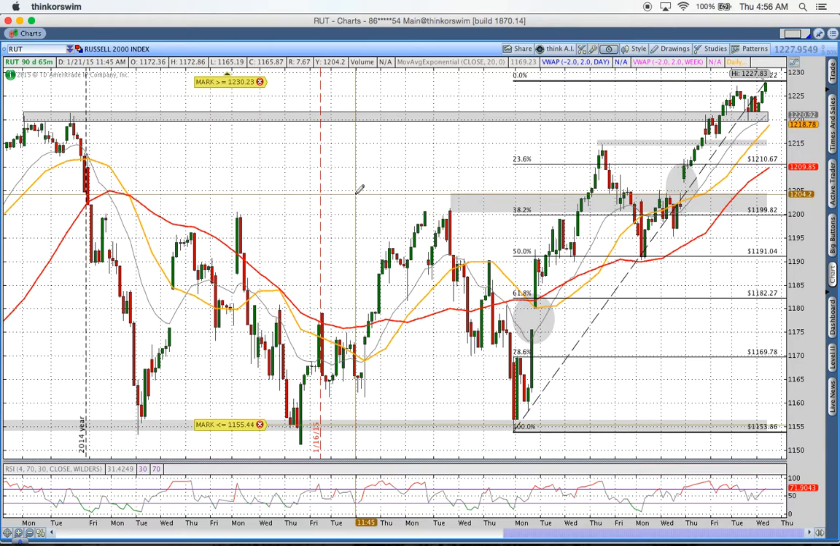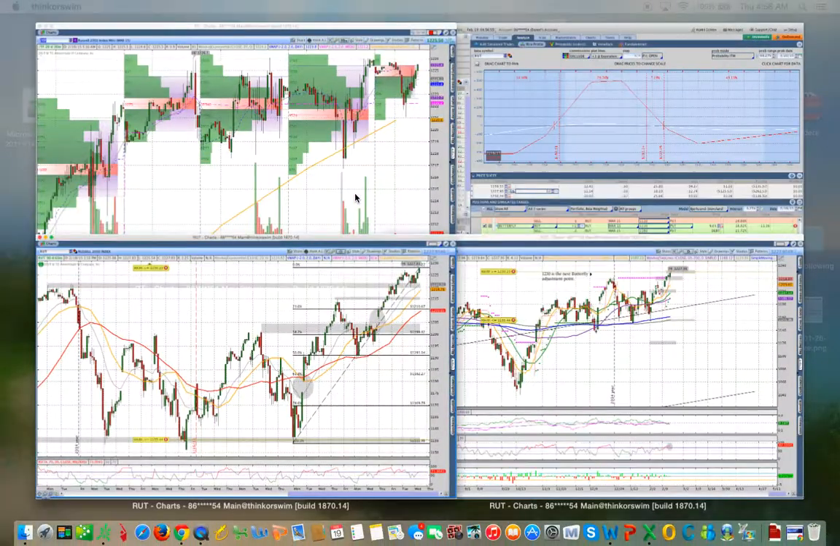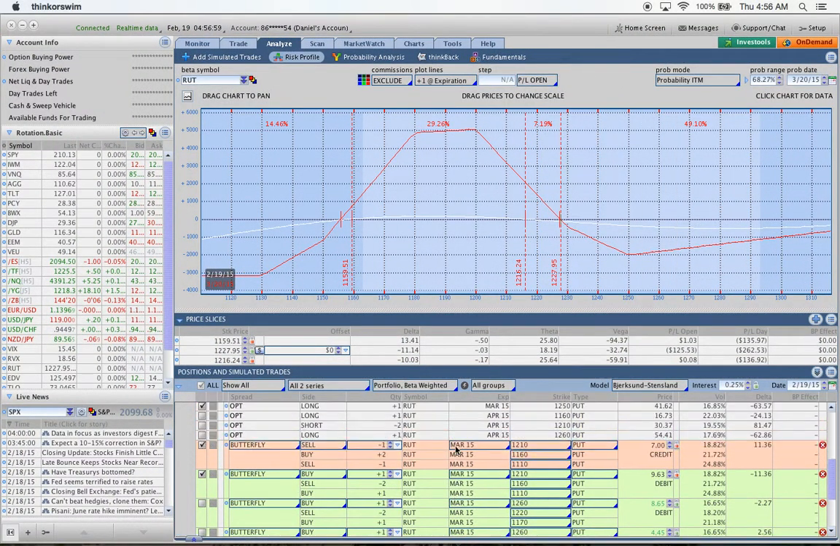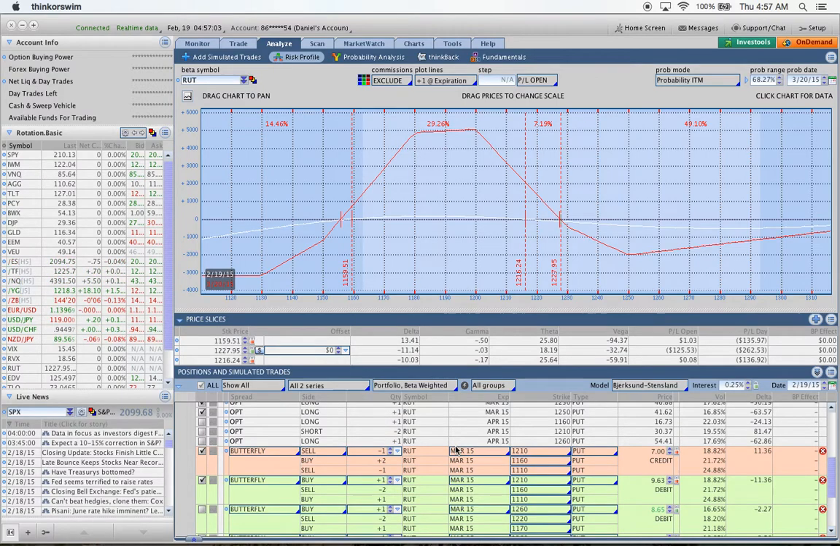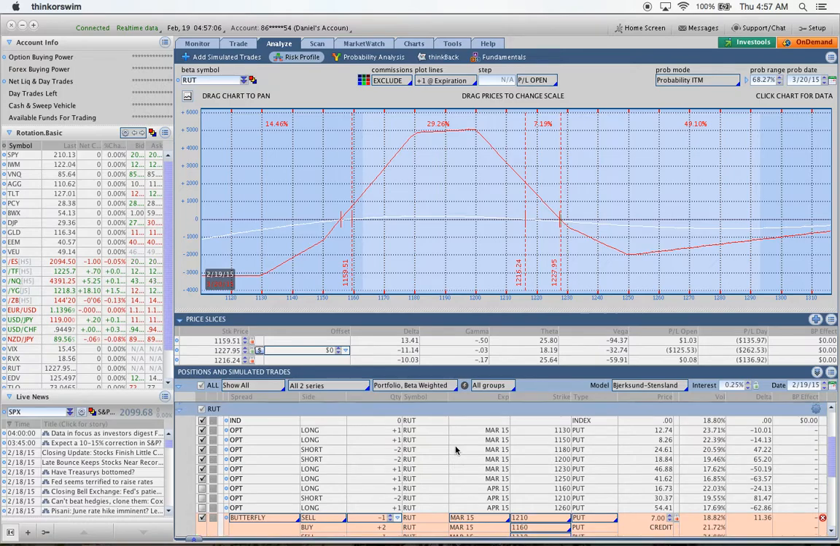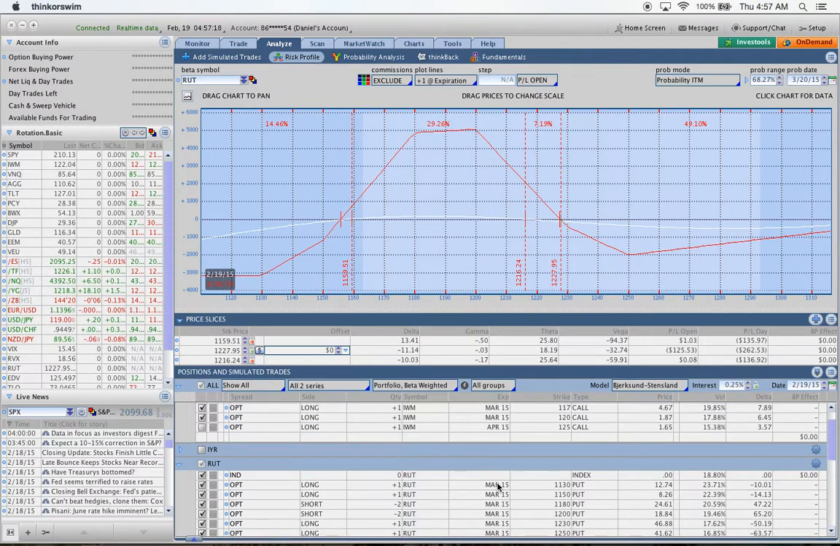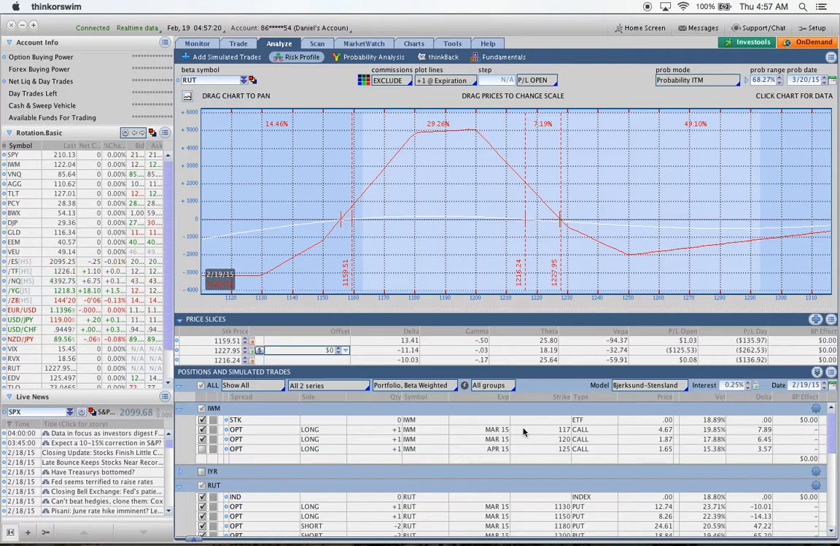So now that we know that level, let's go hop over to the risk graph and take a look at the position. Excuse me. So what we're looking at here is a picture of the March position as it exists. And I have a butterfly centered around 1180. It's a 50-point wide butterfly. And I have another one around 1200, which is also a 50-point wide butterfly. I then own a couple of calls here in March, the 1170 and the 1200.